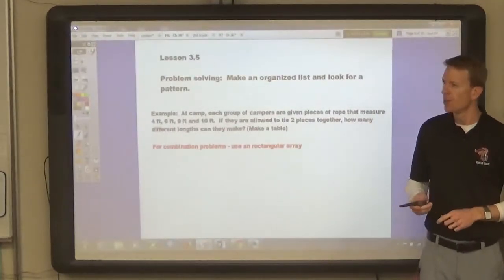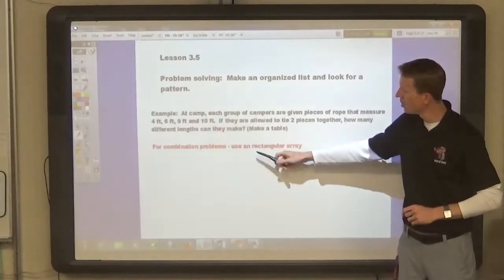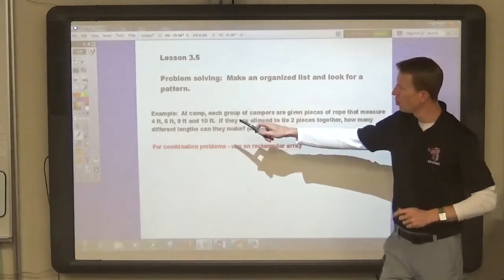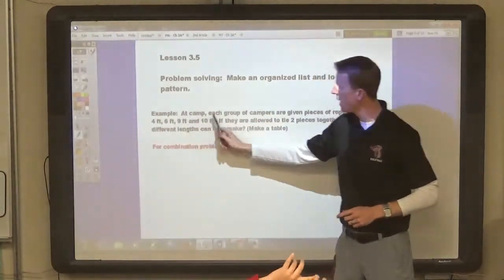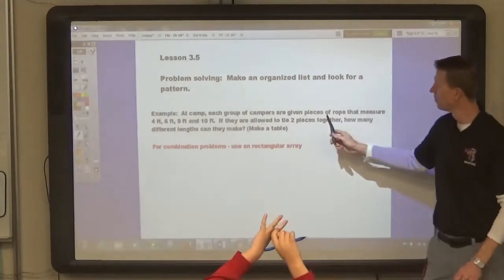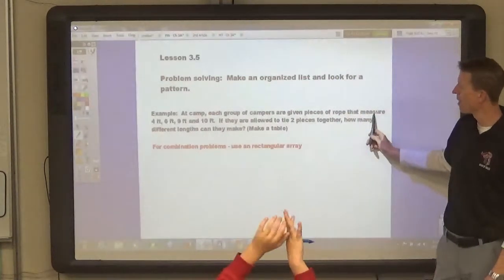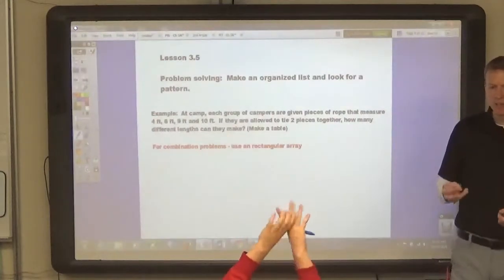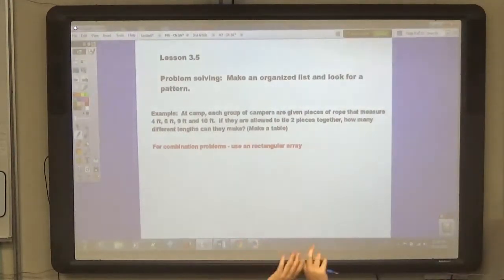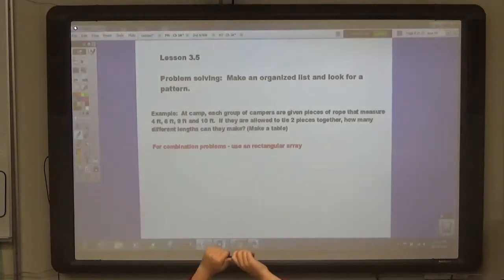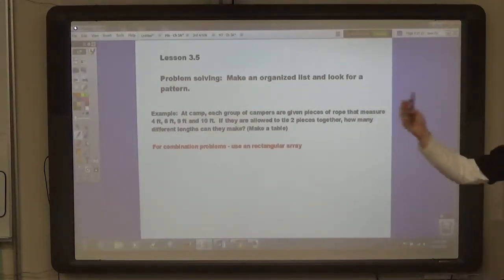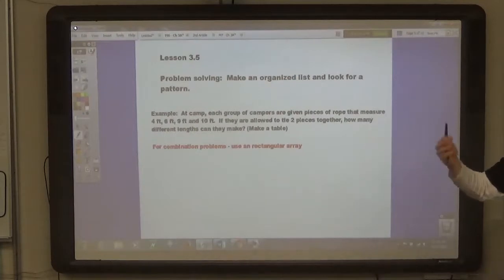Like in this example, you're going to combine two lengths of rope. It says at camp, each group of campers are given pieces of rope that measure 4 feet, 6 feet, 9 feet, and 10 feet. If you're allowed to tie two pieces of rope together to make a longer piece, how many different lengths could you make?